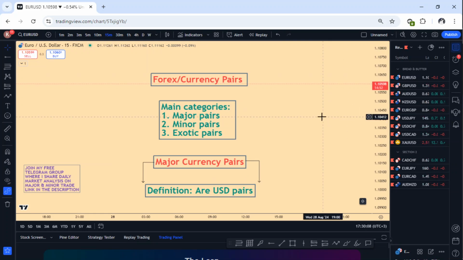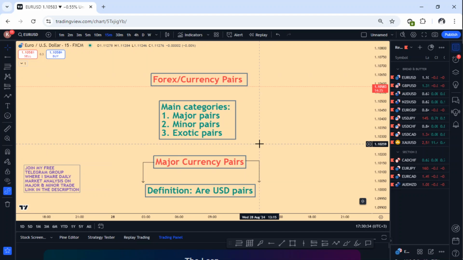Today we are going to look at forex currency pairs. Specifically in this video you are going to see the main forex pairs, that is the major pairs, minor pairs and exotic pairs. I know people are used to major and minor, but exotics are the ones that are not frequently traded, and for that reason let's start.